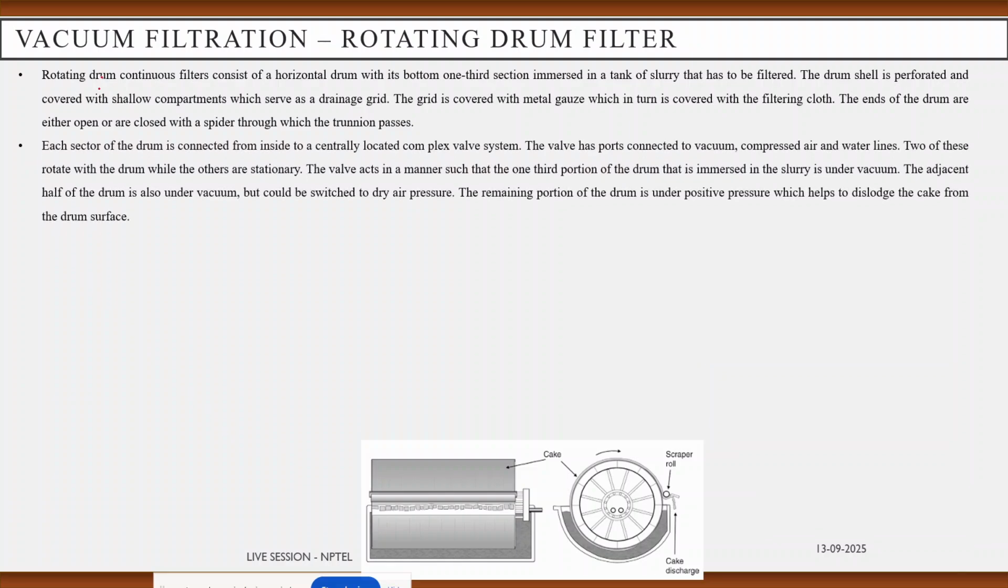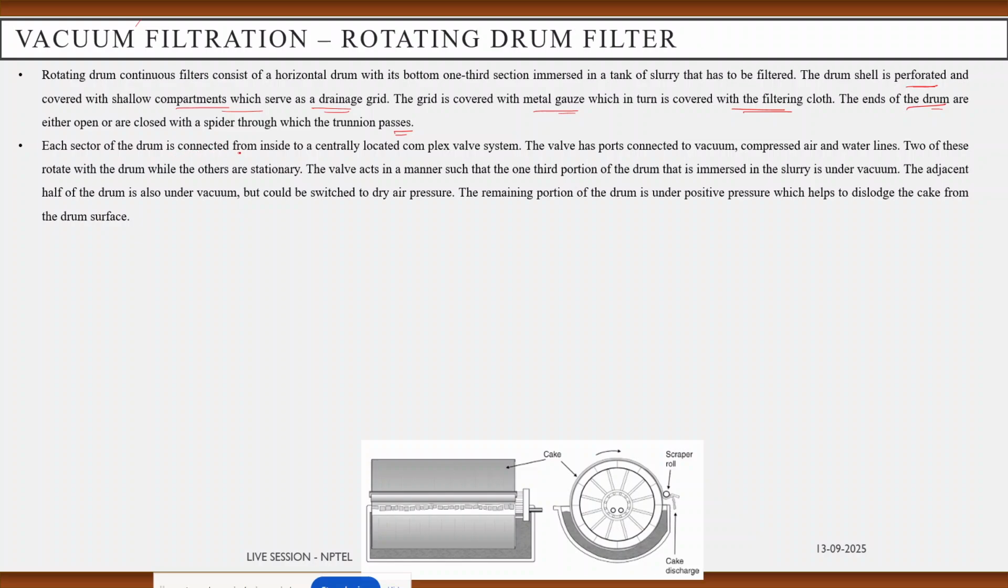Here you can see that the rotating drum filter consists of a horizontal drum with its bottom one third immersed into the tank, where the slurry is filtered. The drum shell is perforated and covered with shallow compartments which serve as a draining grid. This grid is often covered with metal gauze, which in turn is covered with filtering cloth. The ends of the drum are either open or closed depending on the spider through which the trunnion passes.